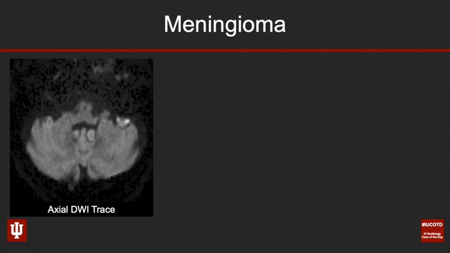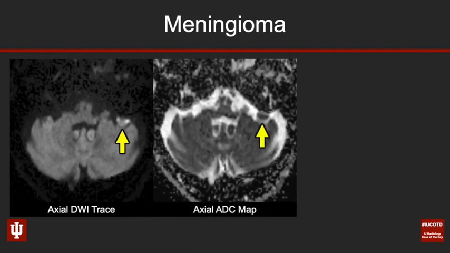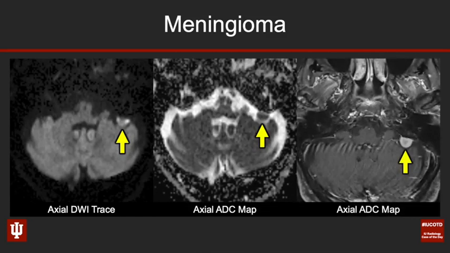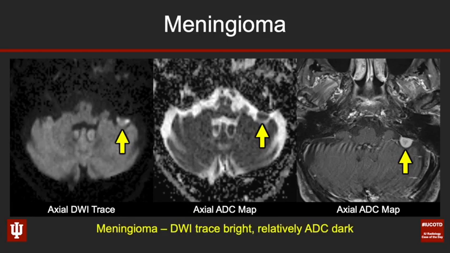As I said before, meningiomas can be bright on the trace diffusion and dark on the ADC, especially if they're cellular. So here's an example of a very bright meningioma on the diffusion trace. You can see it's dark on the ADC map, and this was confirmed with post-contrast MR imaging. You can see the dural tails of enhancement, very characteristic of a meningioma. Again, meningioma is a benign lesion, but they can be very cellular, and so therefore they can have some degree of reduced diffusivity.